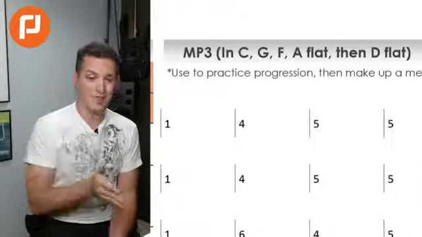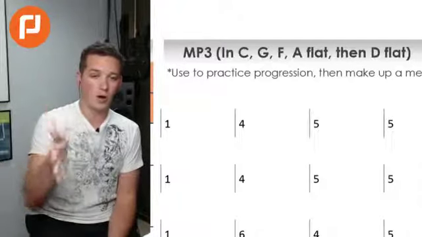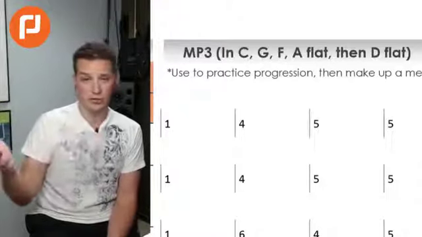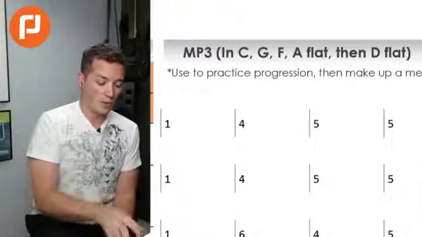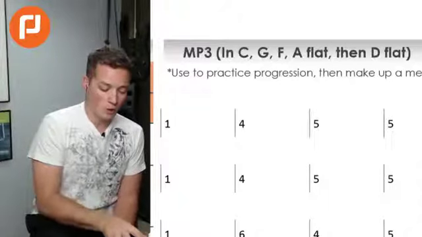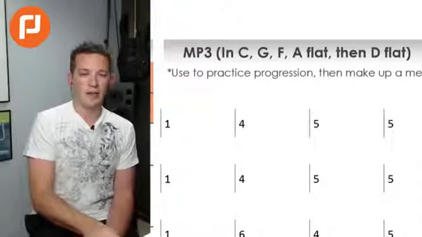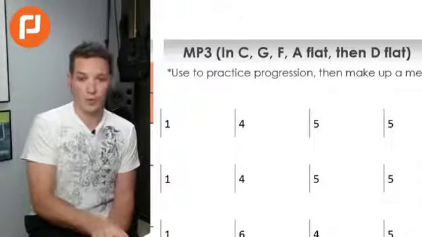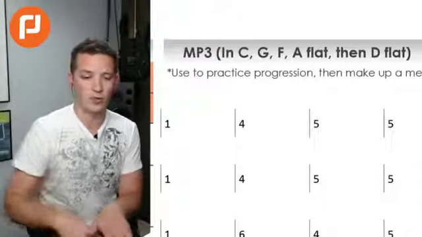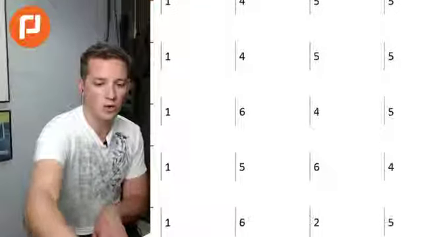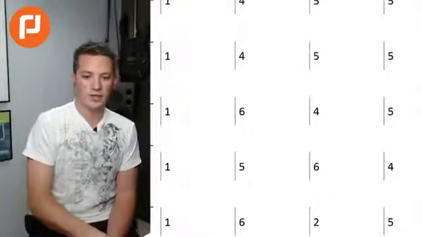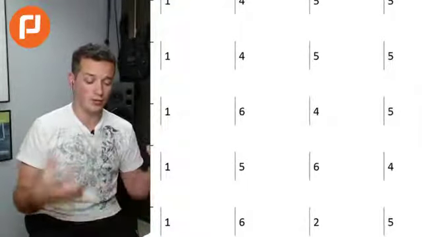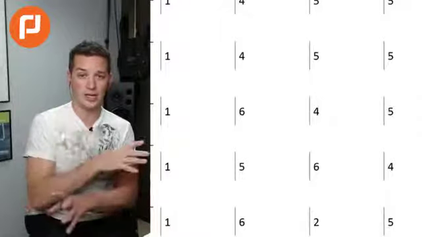So the first one's going to be in the key of C, and it's going to play a 1 chord, and then a 4 chord, and then a 5 chord, and then a 5 chord. So you're going to do exactly what we did tonight with all those other songs that I played for you, only you're going to play along with the MP3. Then after that, it goes to the 1 chord, and then the 6 chord, and then the 4 chord, and the 5 chord. The goal is to run you through a whole bunch of progressions so you can get really familiar with switching chords within a key.